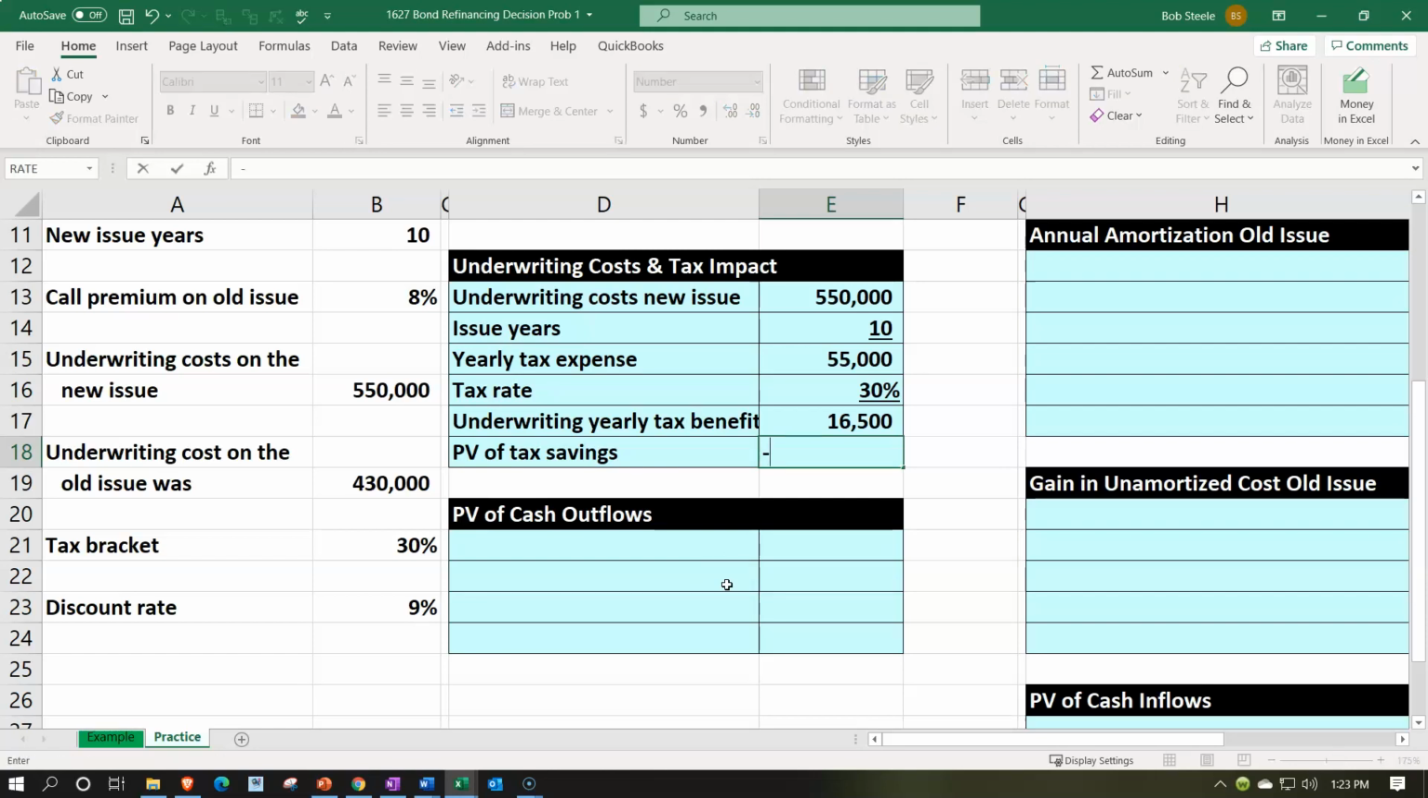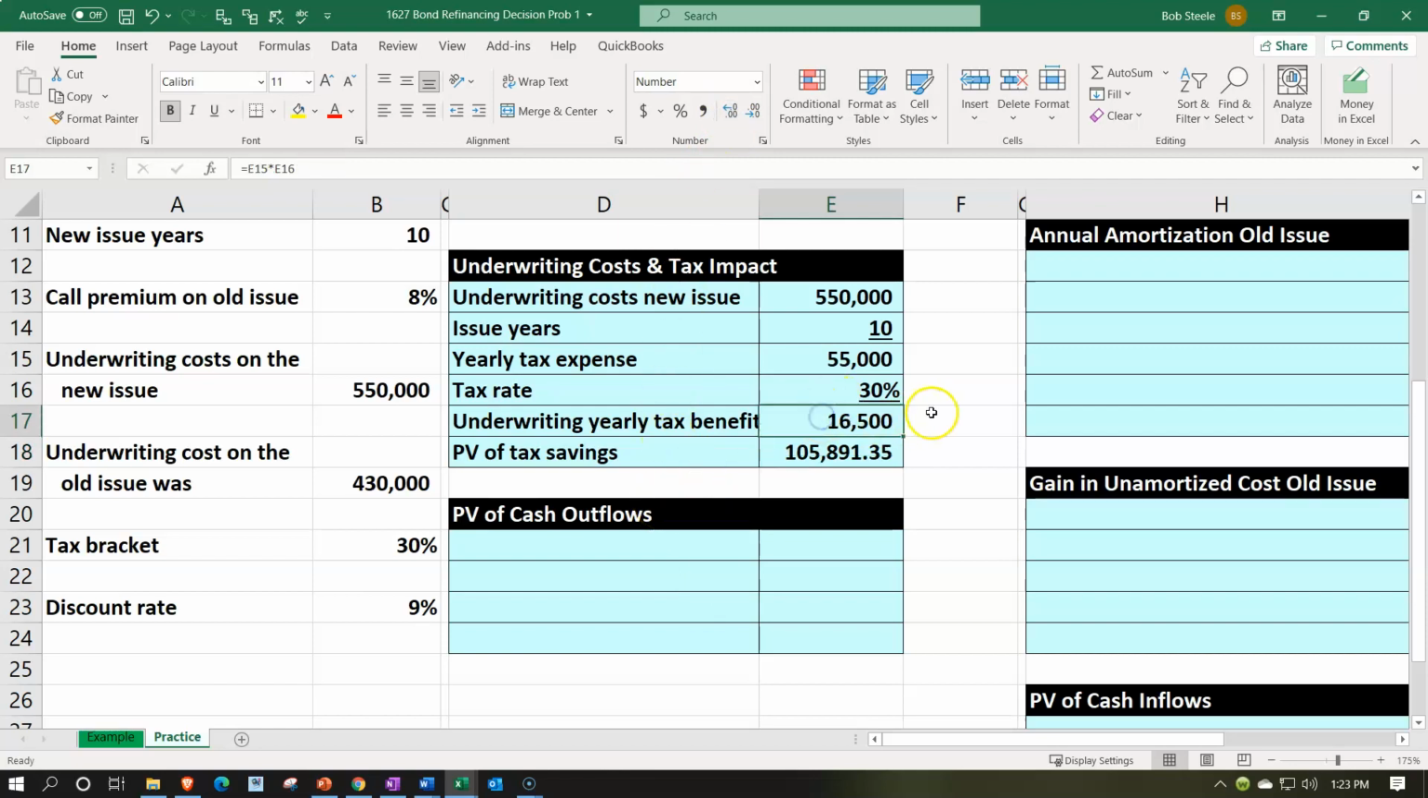So I'm going to say negative present value, shift 9. The rate is going to be that 9%, comma, number of periods is going to be the 10 periods, comma, and then the payment is going to be that amount that we just calculated up top, and we're going to say enter. So that'll give us the 105,891. Let's add some pennies to it. Add a couple pennies. So there we have it. So there's the present value of the tax savings.